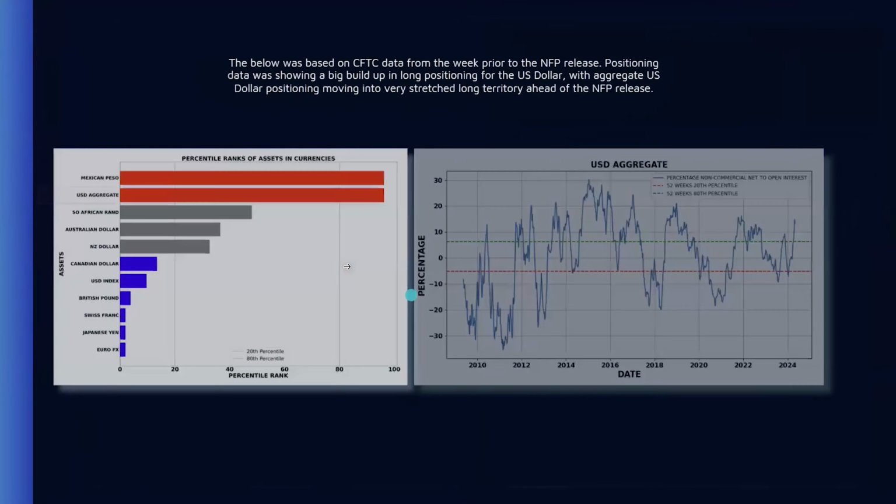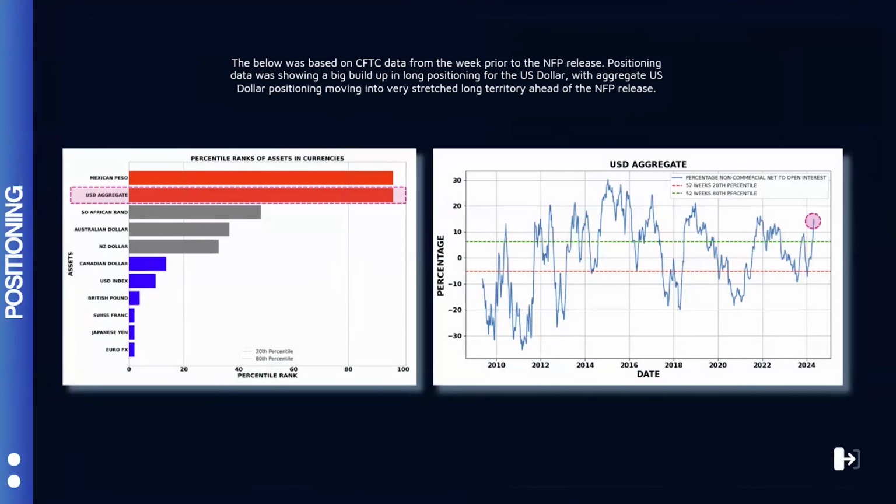Even though positioning wasn't really an important consideration for the CPI example we looked at, it was definitely a very important consideration heading into the NFP print. Notice that CFTC data at the time was showing us that the dollar was the second largest net long position among the major currencies. And looking at the chart, we can just see how stretched things have become relative to the recent past, right? That line there is looking at the 80 percentile based on a 52-week look back. So positioning was extremely long the dollar going into this.